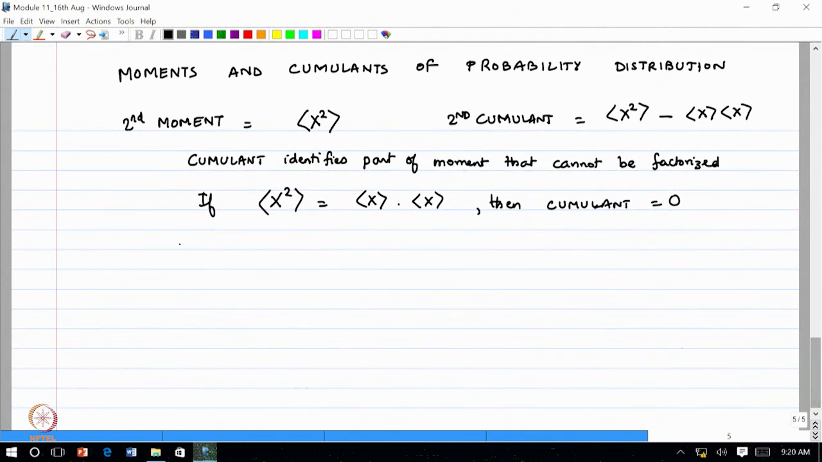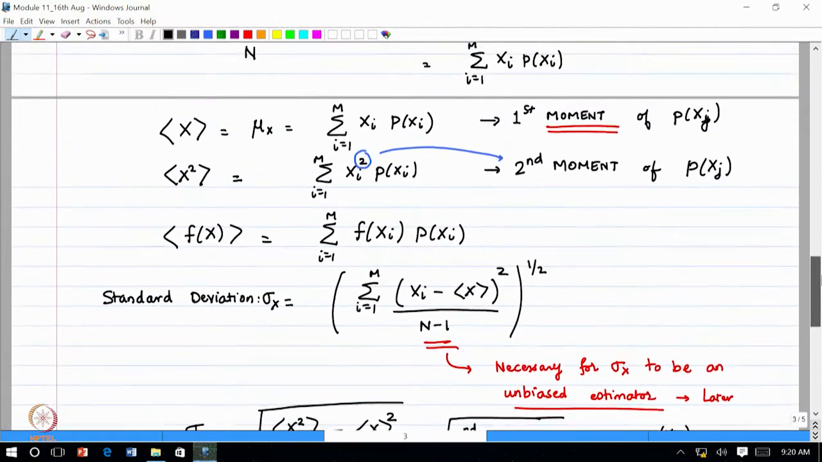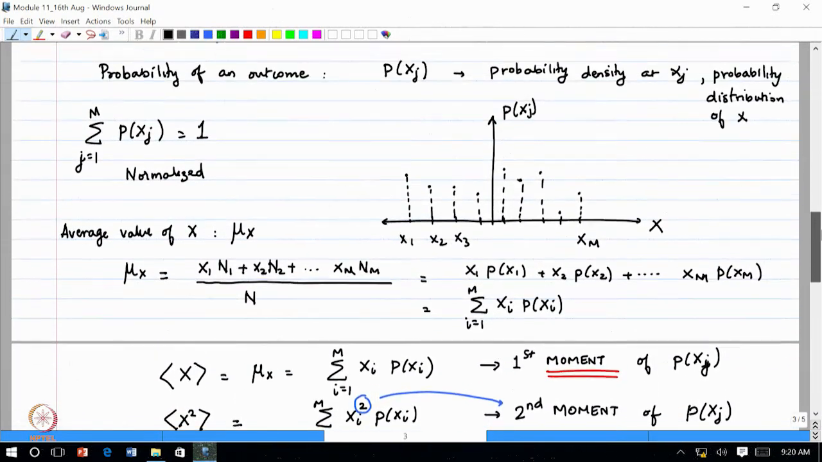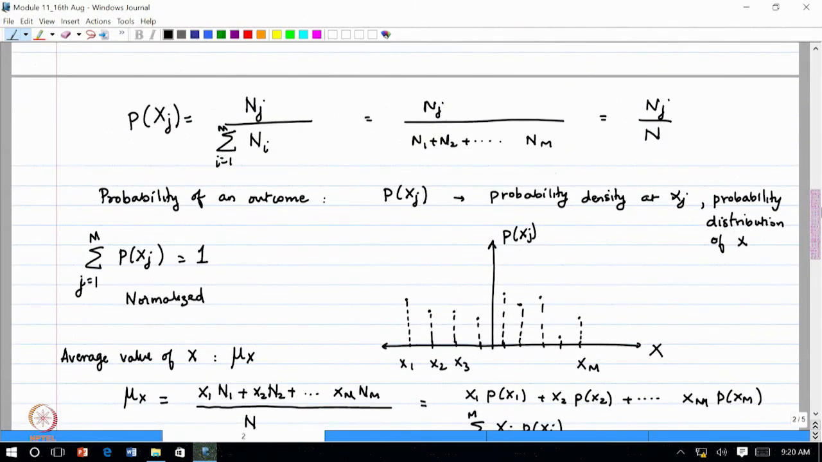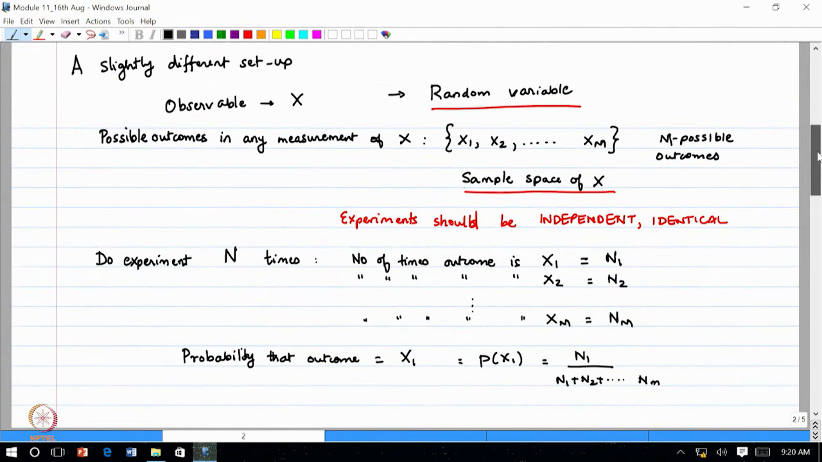So we will not do a general discussion of moments and cumulants here. But what I want to do next is to generalize this idea to continuous probability distributions. Here the sample space for this experiment consisted of a finite number of outcomes. So in this experiment you had only a finite number of outcomes.